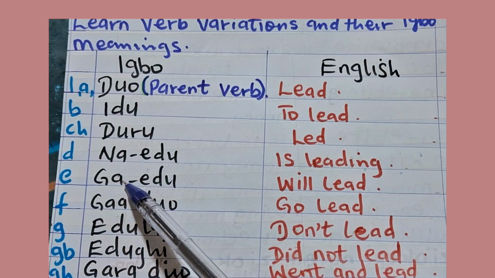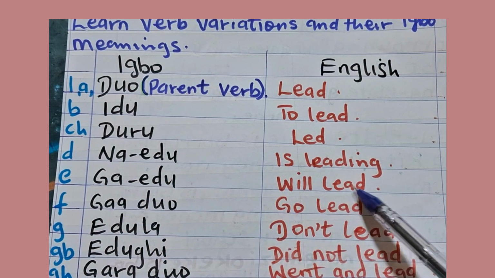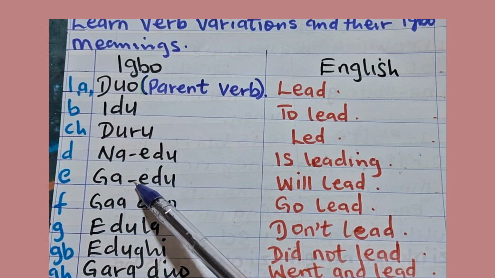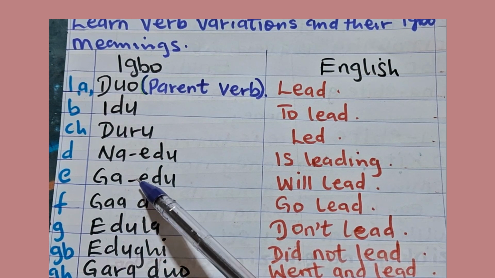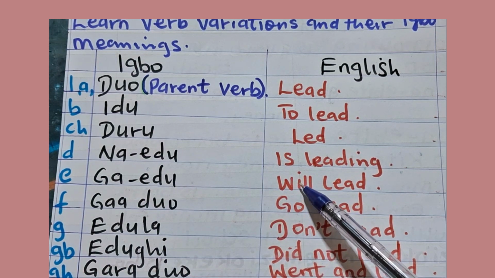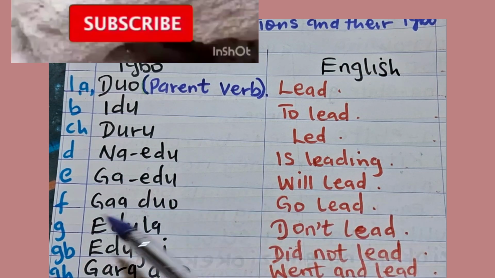Number 5, ga edu, we lead. When you hear ga e or ga a in Igbo language, know that the verb is in future tense. In English, you know them by will. So ga edu, we lead.